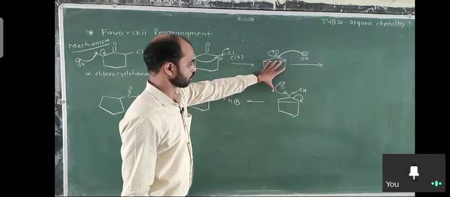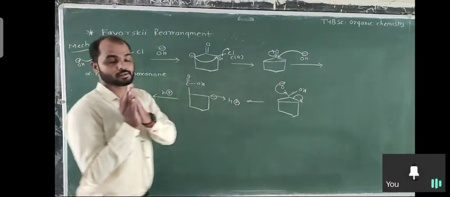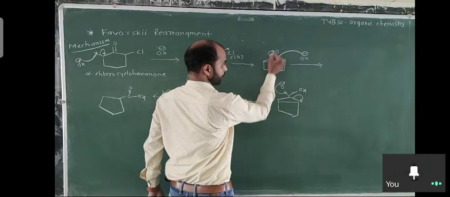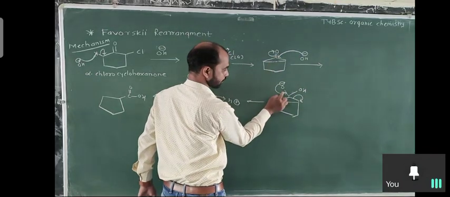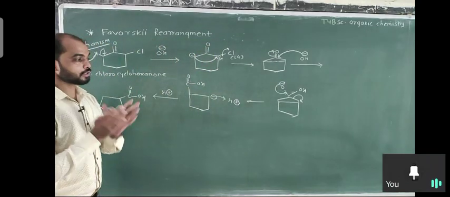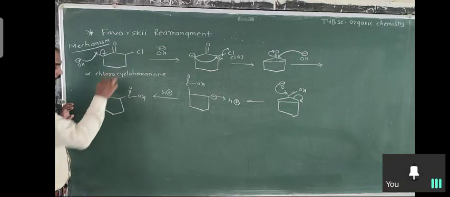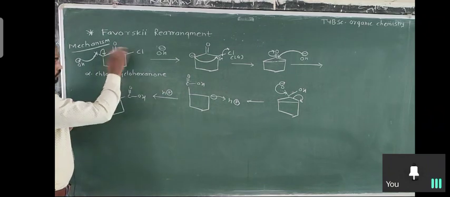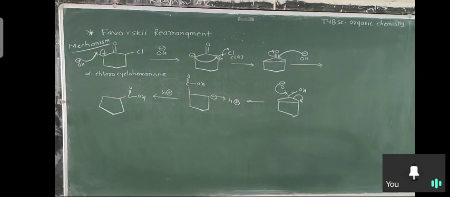So due to the smaller ring size and the carbonyl carbon, there is high angle strain and instability. So that's why this intermediate accepts the OH minus. When OH minus attacks the carbonyl carbon, there is a formation of O negative. This will come back and open the cyclopropanone ring. So due to this, there is a ring contraction. This means the carbonyl carbon goes outside and there is a formation of a 5-member ring. So this is all about the mechanism.